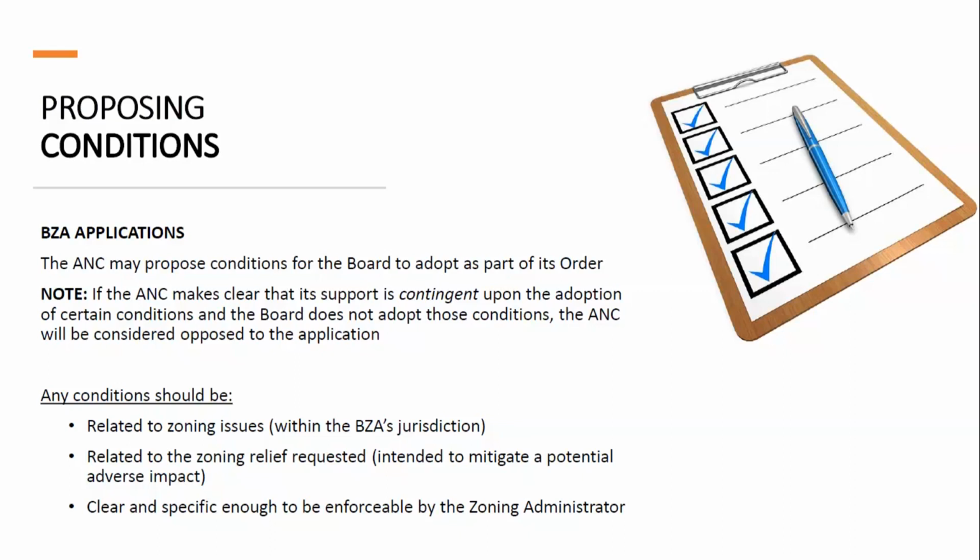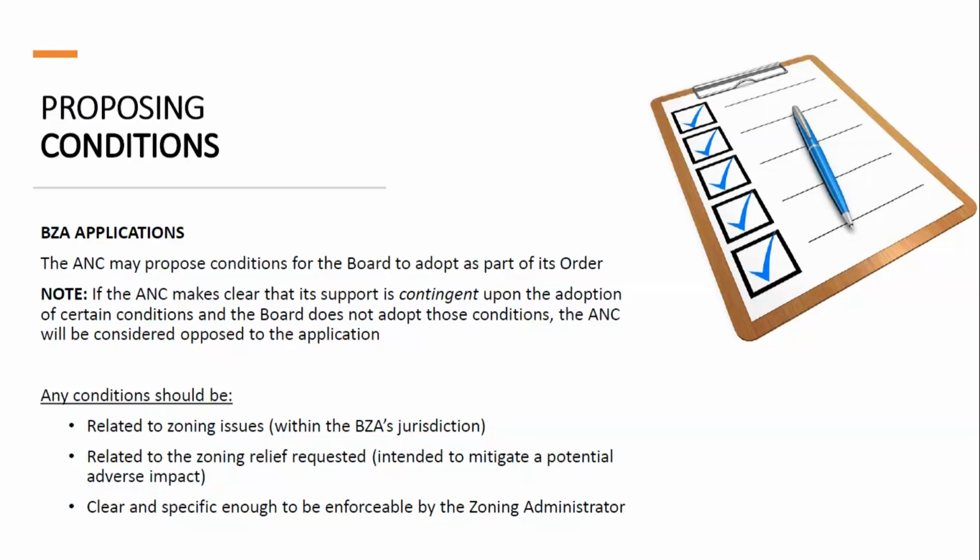Again, an ANC can have a separate agreement with an applicant. A construction management agreement is still a great way to address any potential issues during construction, but it's not related to the zoning process and would not be part of the final approval order from the board.